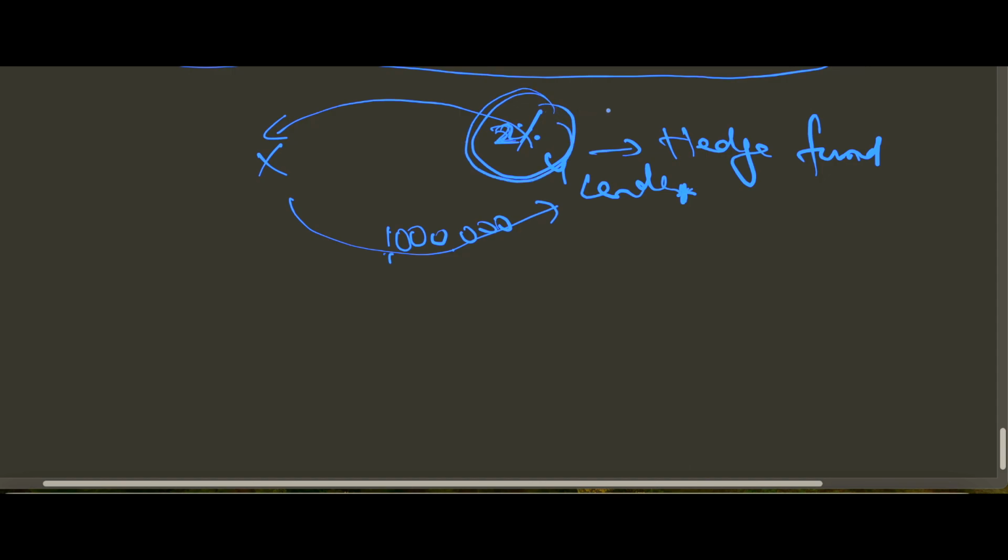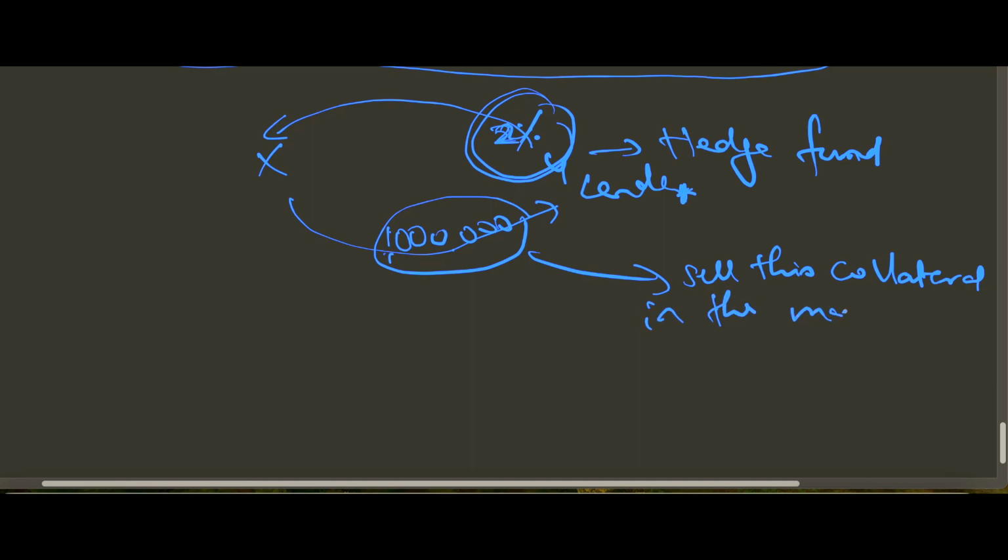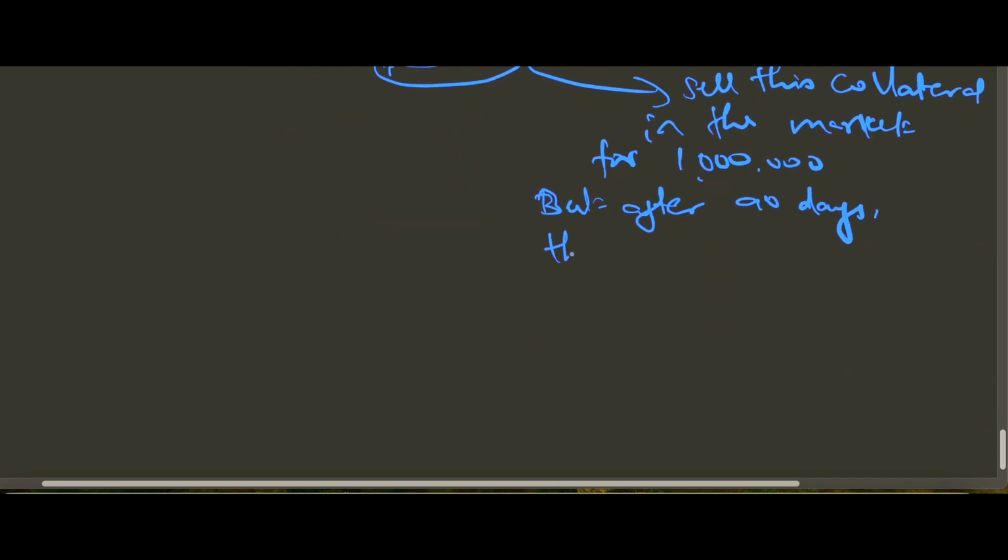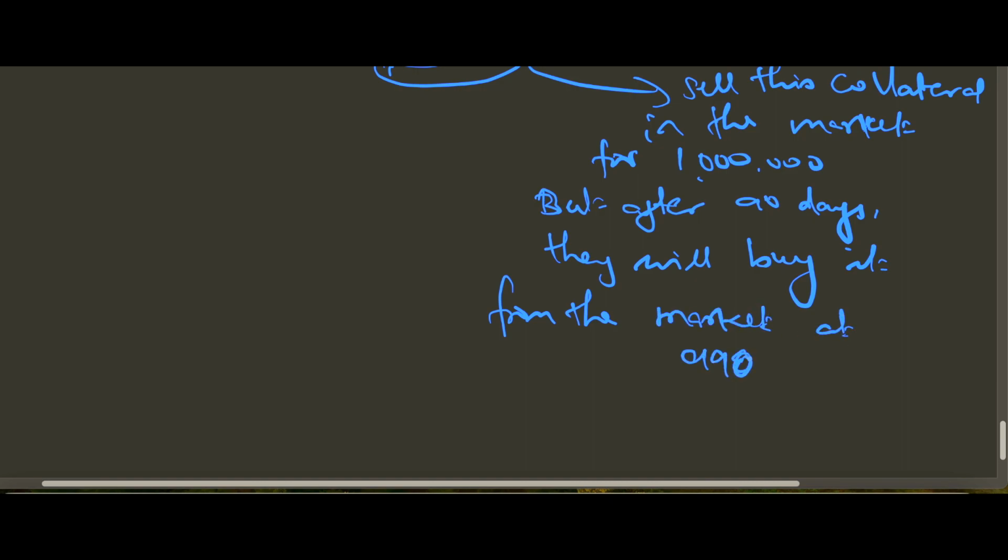So they are going to get 2% as income. Along with that, in these 90 days, they will sell this collateral in the market for 1 million, because that is the price at that time. But after 90 days when they are supposed to repay, they will buy it from the market at 990,000, assuming the prices come down. So they have made a profit of 10,000 here as well, along with the 2% repo rate.